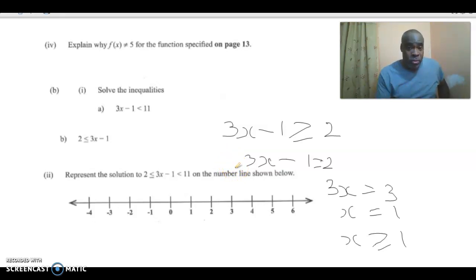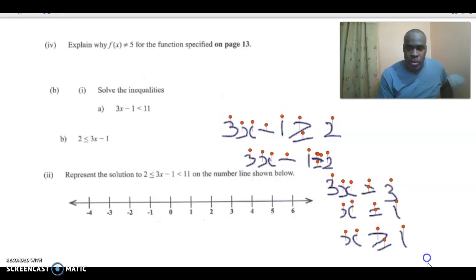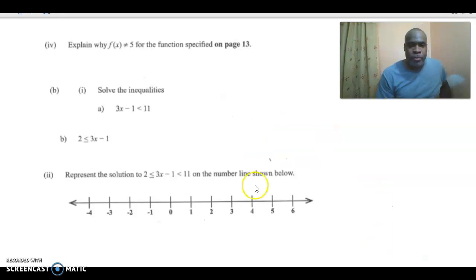Alright, now the third part of the question asks us to represent the solution to this statement right here. You're going to be using both your answers that you got before, and let us now see how that is done. Alright, so let's just go through that now. So the first answer was that x is less than 4. So we're going to draw a circle that's not shaded above 4. The second one is that x is equal to 1. And if x is equal to 1, we'd have to use one that is now shaded.